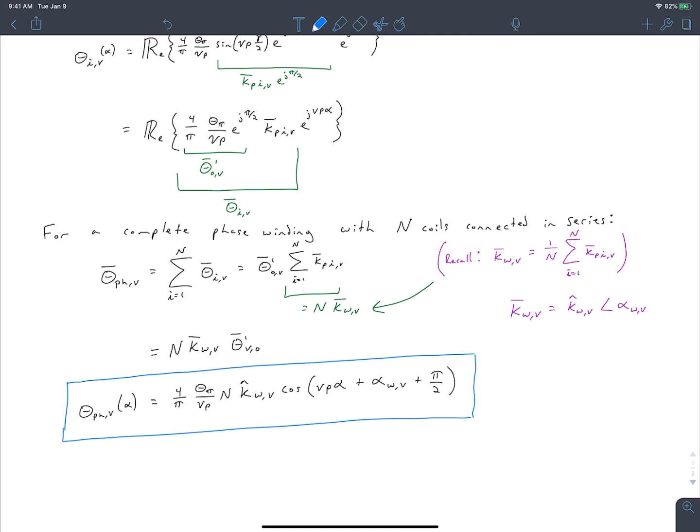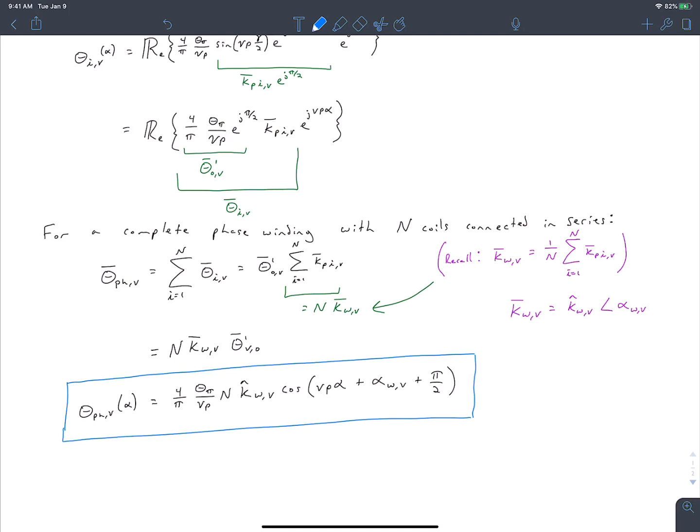And so we end up with this expression. And this is a pretty important expression. It shows us that we can calculate our winding factors from our star of slots diagram, and we can use the winding factors that we've calculated to construct an expression for each harmonic of our current linkage. This is a harmonic of the current linkage of the complete phase winding, so it's when we've added all of our coils together in series.